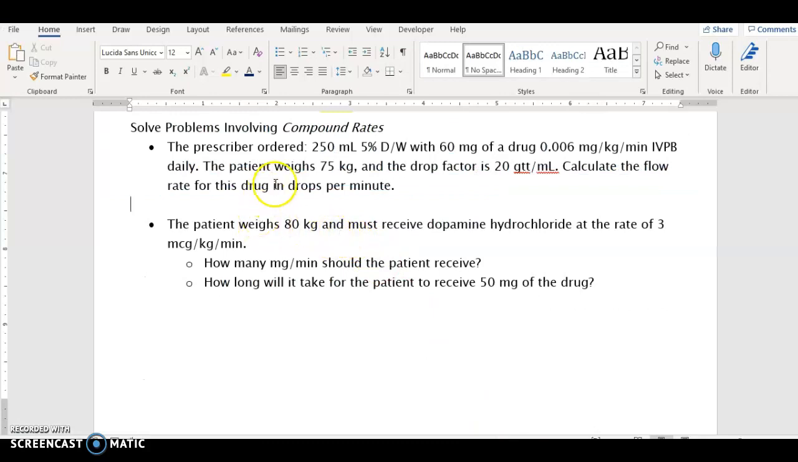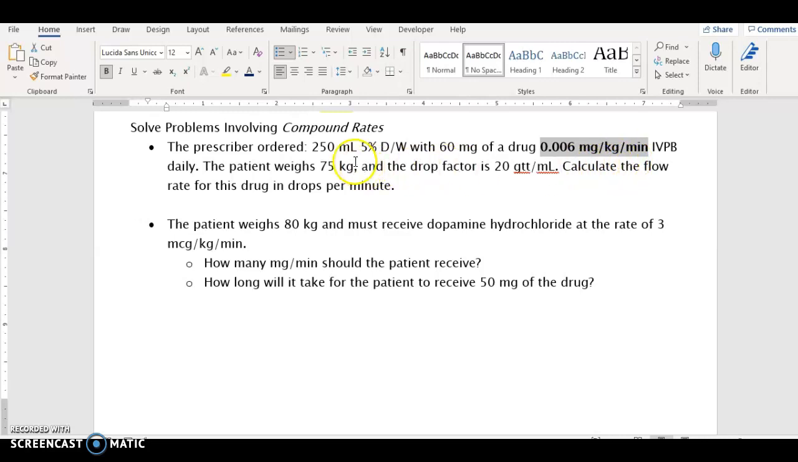The problem says the prescriber ordered 250 milliliters of 5% dextrose in water with 60 milligrams of a drug. And then here's the compound rate, 0.006 milligrams per kilogram per minute, IV piggyback daily. So it tells us the amount of fluid, the type of fluid we're using, the amount of the drug, and then the rate at which the drug is to be prescribed, which is based on the patient's weight and the amount of time in minutes.